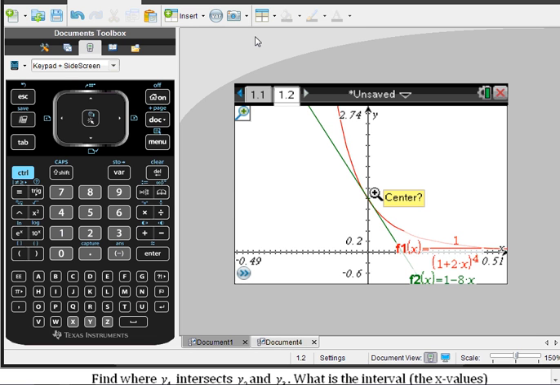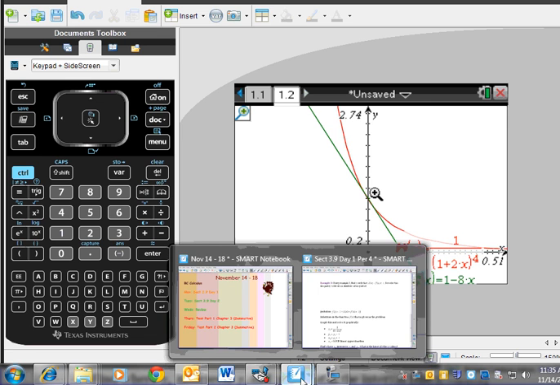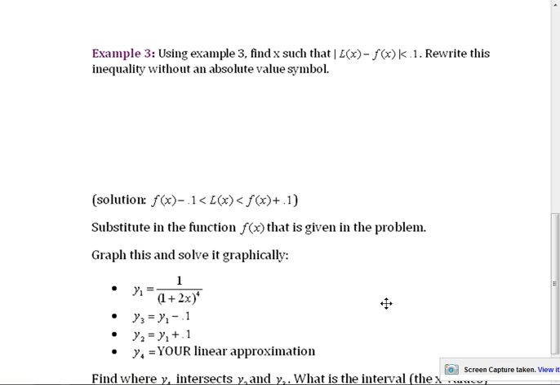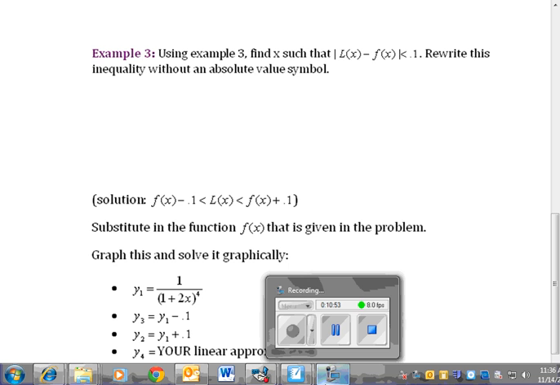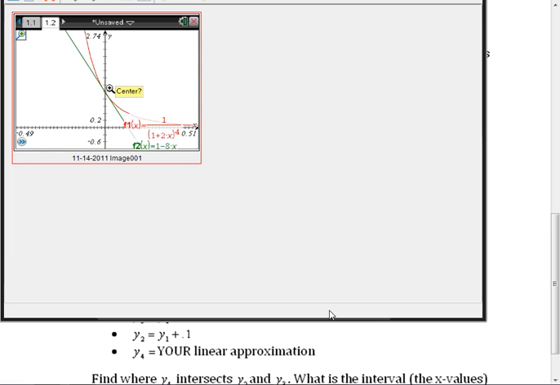It's Control a T, I believe. How do you get 2 graphs? Go to a new page and start over. Okay.